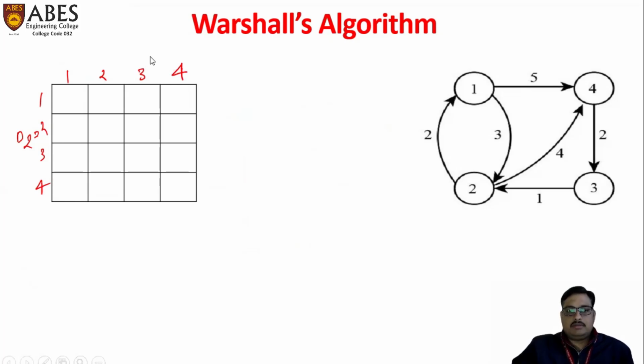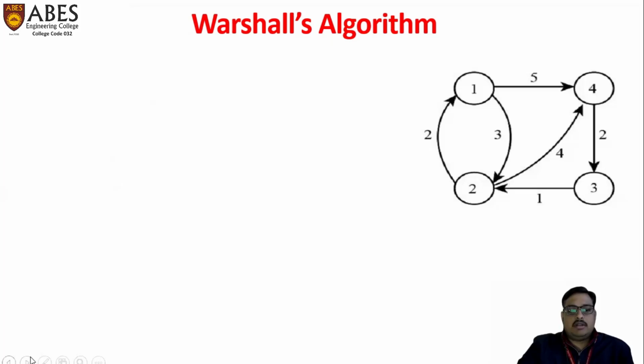The values are 0, 3, infinity, and 5; then 2, 0, infinity, and 4. We have just calculated the previous one, and we are taking those values as the reference here. And then 3, 1, 0, 5, and infinity, infinity, 2, and 0. This is the value when 2 is the intermediate node.